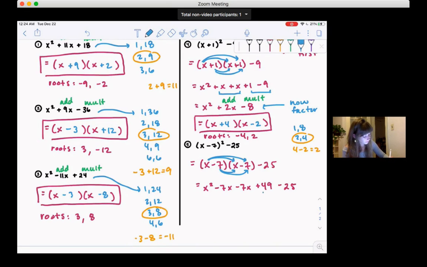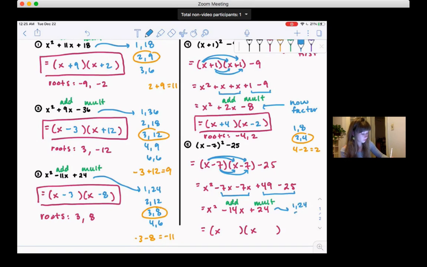All right, combine our like terms, just like from last lesson. So we end up with x squared -7x minus 7x is -14x. And then 49 minus 25 is +24. And now finally we can factor. So set up the factors x and x. We need to add to minus 14 and multiply to 24. So let's list the factors of 24.